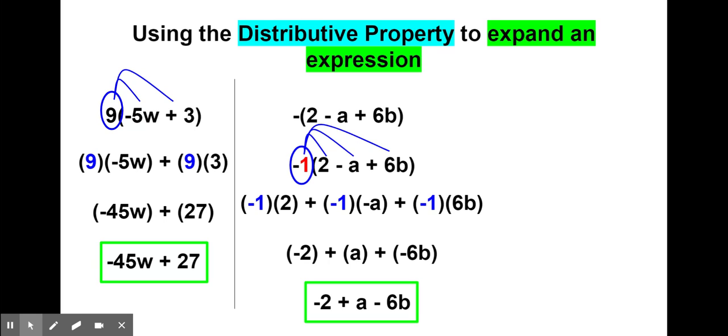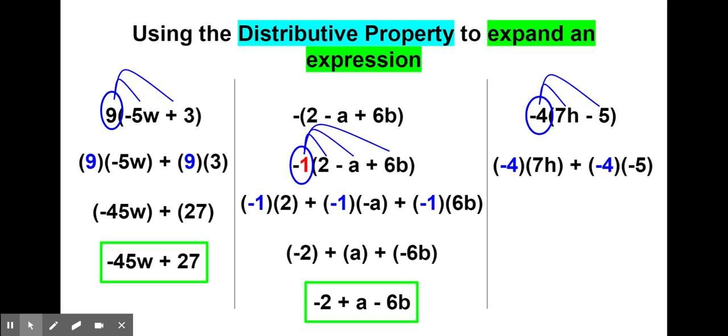For the final example that we're trying, we have negative 4 times, in parentheses, 7h minus 5. This one looks pretty similar to both of our last two examples, just kind of combining them. Now we have a negative number that's outside of our parentheses. We want to keep the negative sign with our constant. So we're going to keep that negative with our 4. So we'll take that negative 4 now and distribute it to our inside terms, that 7h and that minus 5. And we can rewrite the expression again to show the multiplication that we have going on. We have negative 4 times 7h plus negative 4 times negative 5.